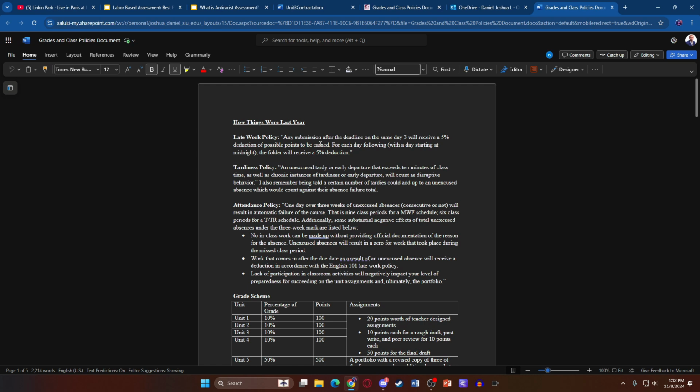Originally, the late work policy in our base syllabus was that anything that you turn in late, as soon as it's late, you can take away 5% of the grade, and then every 24 hours it's late after that, another 5% of the grade is gone.